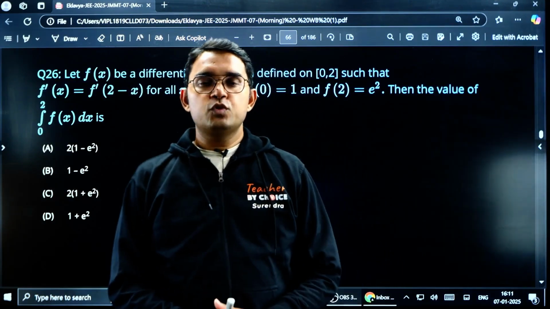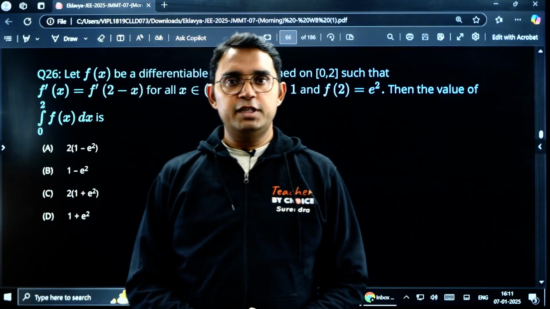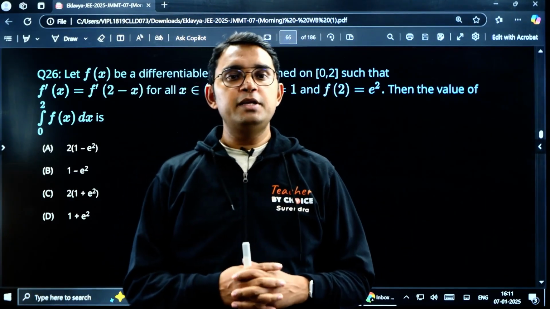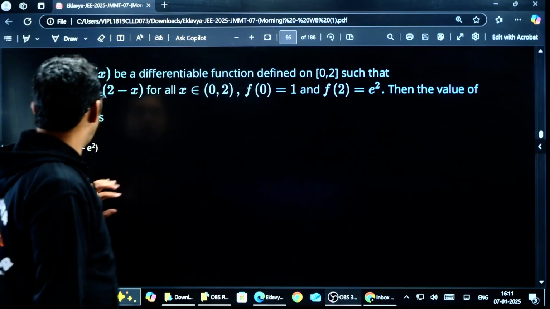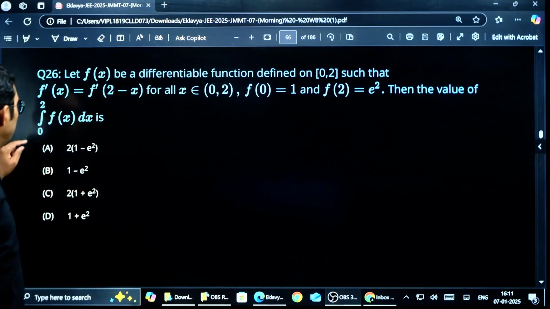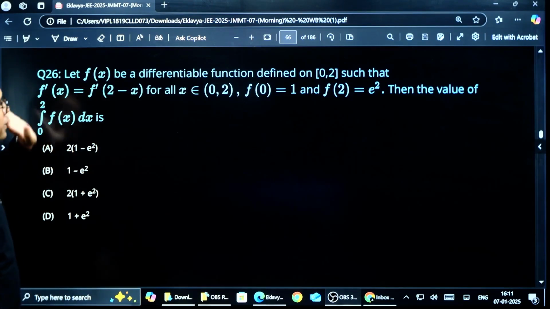Hello, welcome everyone. I'm Surendra Jain, Master Teacher of Mathematics in Vedantu. I'm discussing JMMT-07, and this is question number 1 of the maths portion. Here we are asked definite integration from 0 to 2 for f(x), and we are given certain conditions.